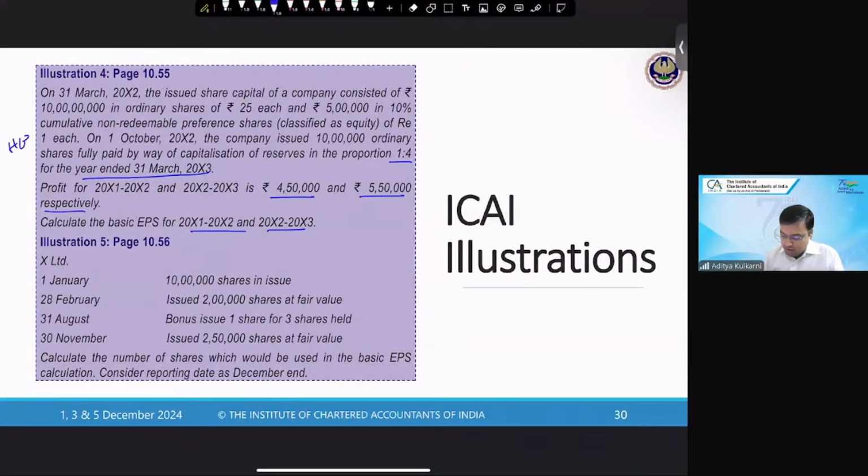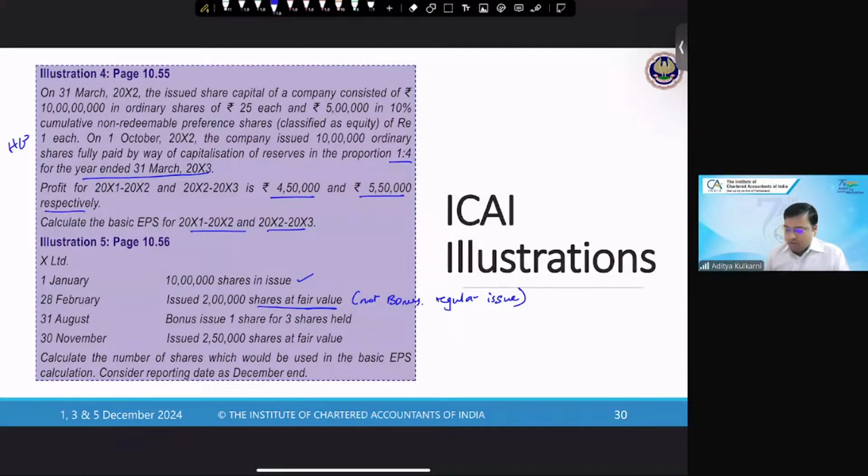So illustration 4, I leave it to you. Illustration 5 also, I leave it to you because here there is a combo that is happening. 1st January issue, 28th February issued at fair value. This is not bonus. This is a regular issue. So therefore, here you will have a time weight that is going to affect you.